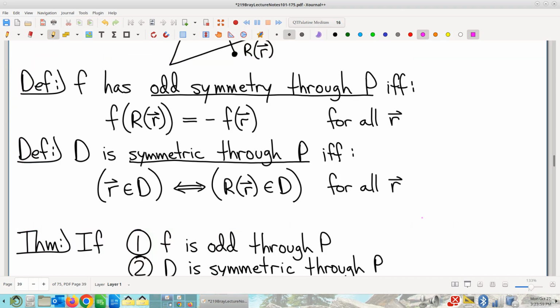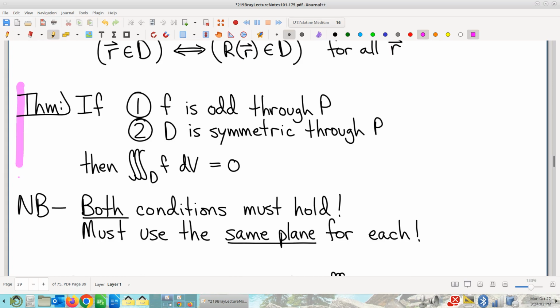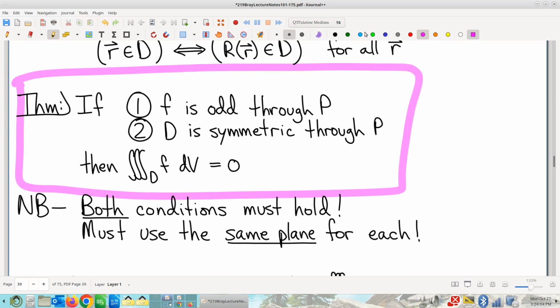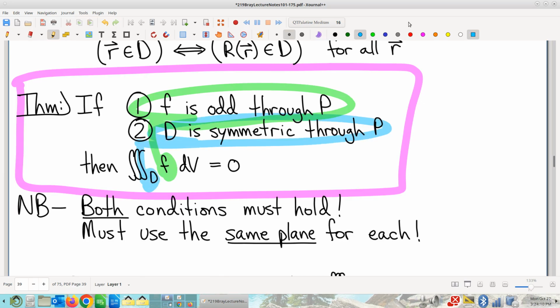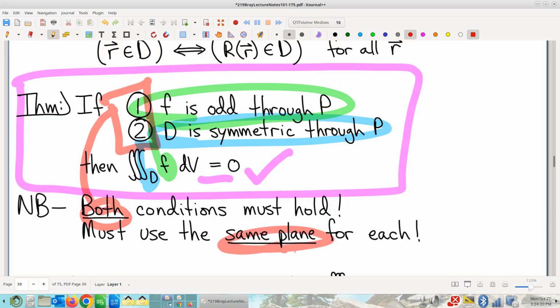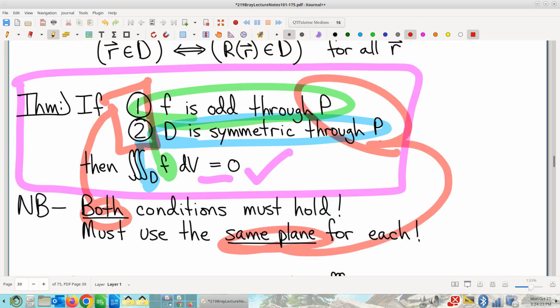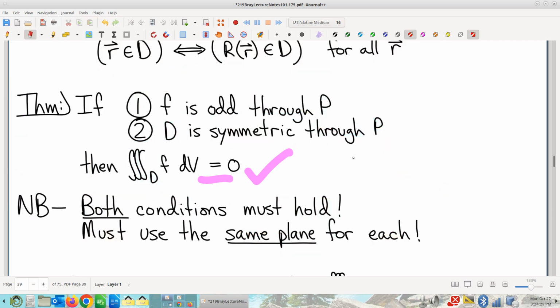We get the exact same theorem. If you have an odd integrand over a symmetric domain, then your integral is 0. Totally awesome. Same two warnings. You do need both conditions, and you've got to use the same plane for both. So, same exact story, just three-dimensional instead of two. Okay, let's see an example of this.